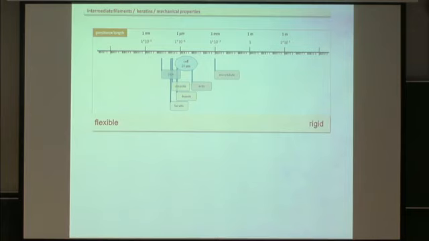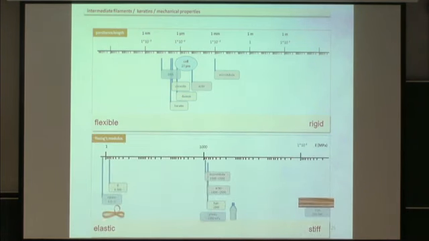What is the cross-sectional diameter? It's 10 nanometers. It's a little more than actin, and a little less than microtubules. This is why they are called intermediate filaments. Yet they are more flexible than actin, and they're also more elastic.